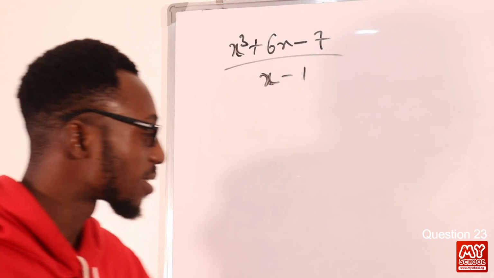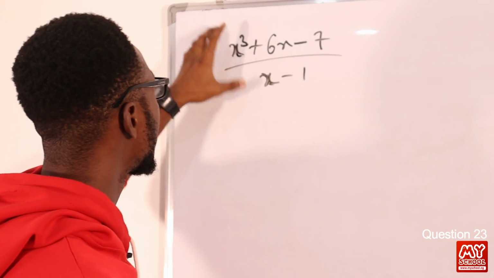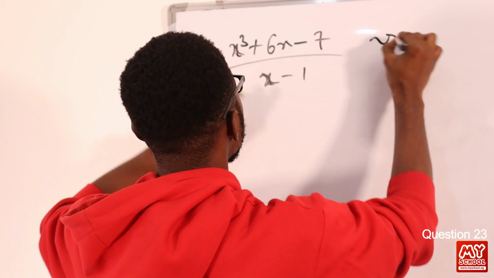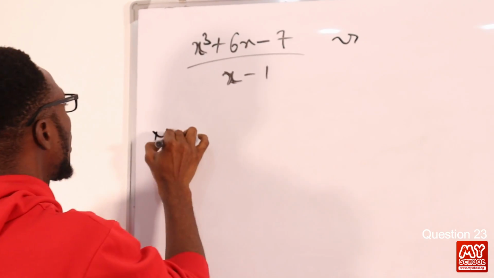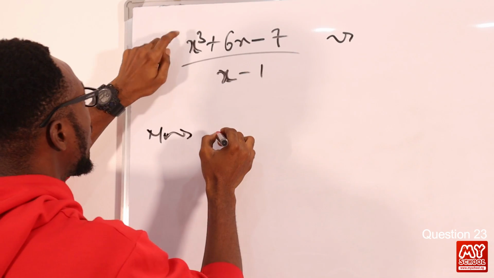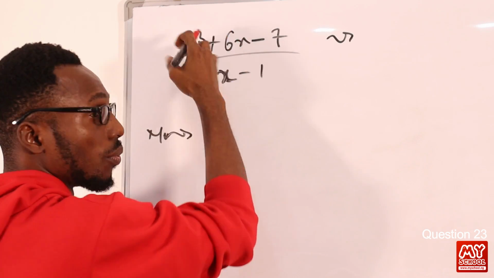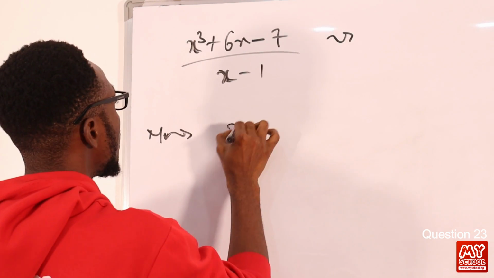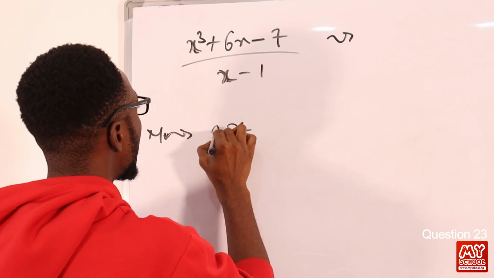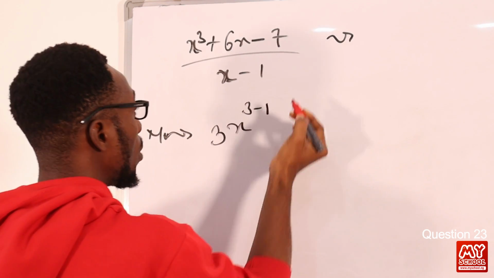Okay, let's run a practical aspect of that. So when we differentiate this, that's going to be your numerator. That's x cubed. When we differentiate x cubed, what is it going to give us? It's basically going to be 3x raised to power 3 minus 1, isn't it?